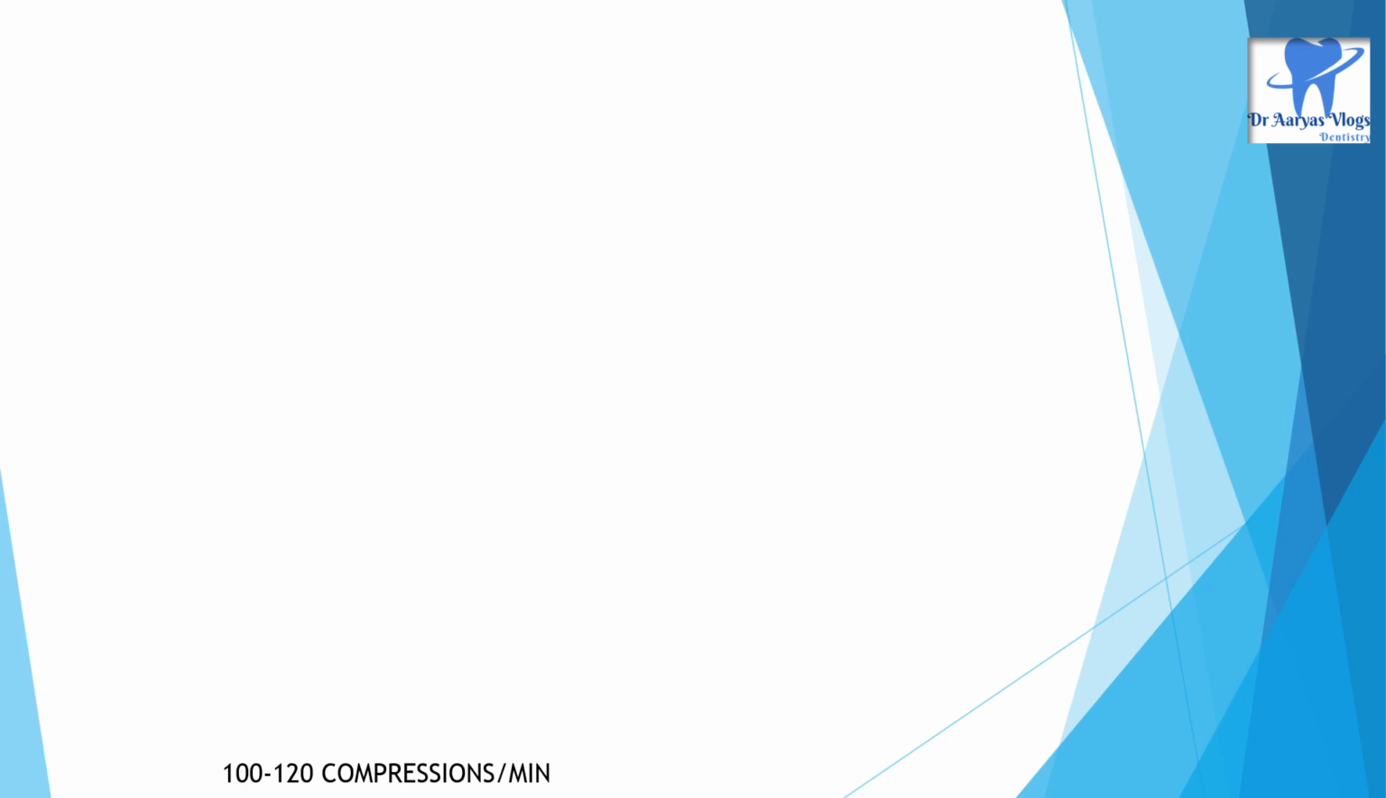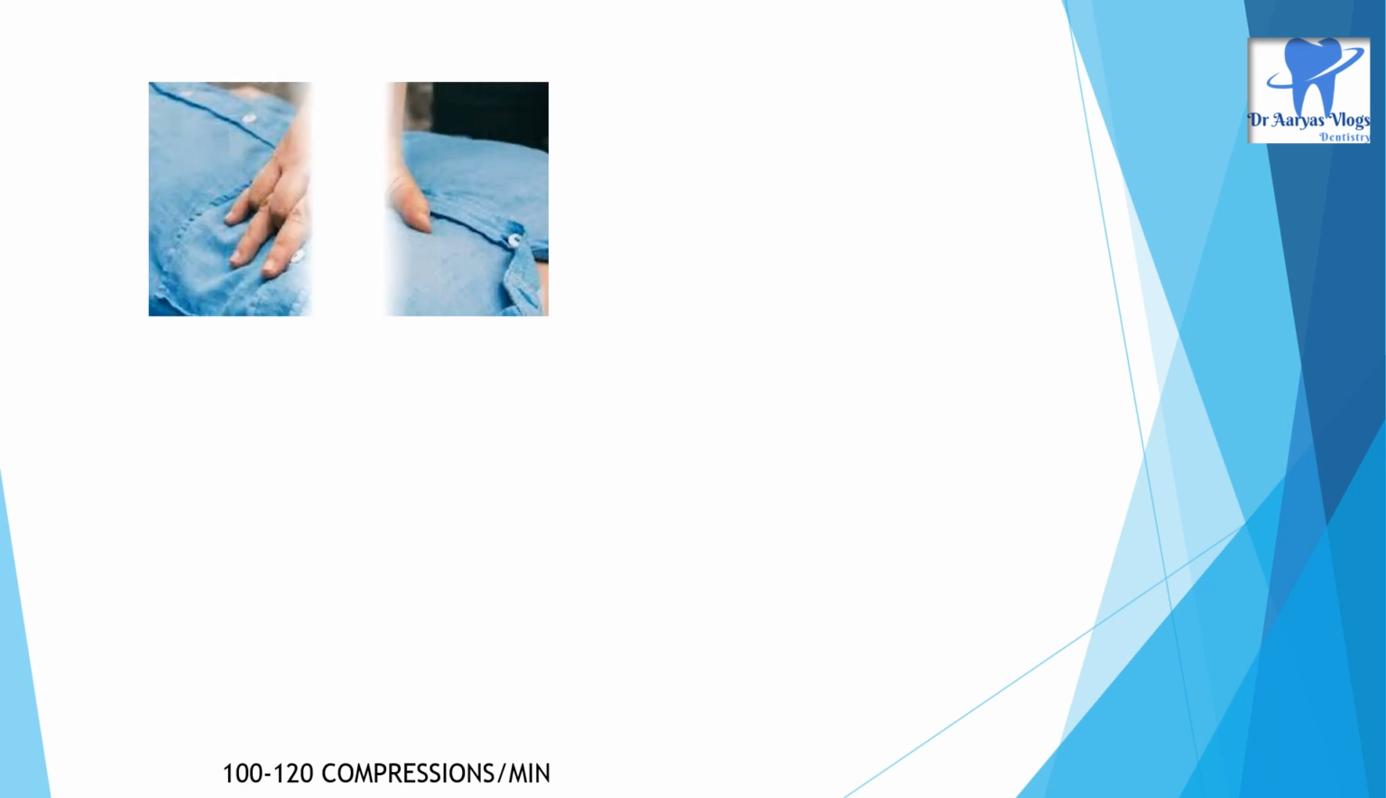So how to perform CPR in a patient? Use a compression to ventilation ratio of 30:2, at a rate of 100 to 120 compressions per minute. Position your hands and body to perform chest compressions. Place the heel of one hand in the center of the victim's chest, on the lower half of the breastbone or sternum, and put the heel of your other hand on top of your first hand.